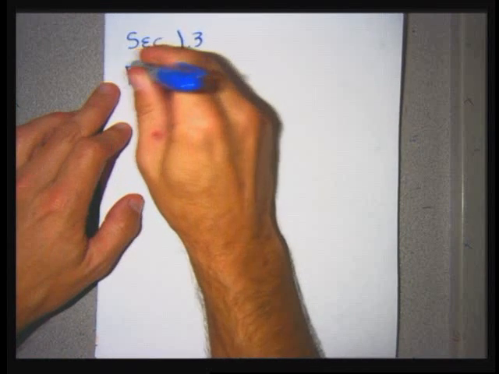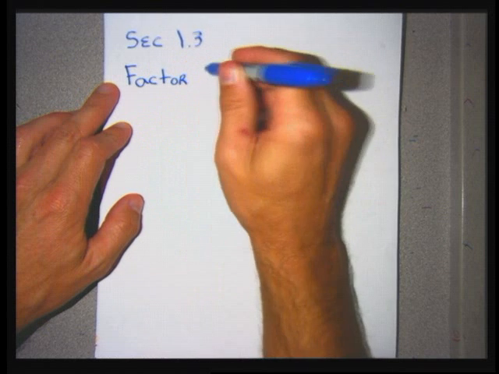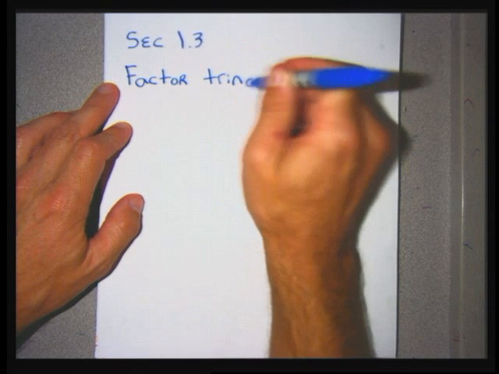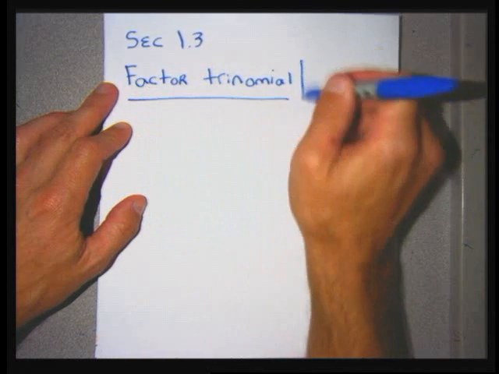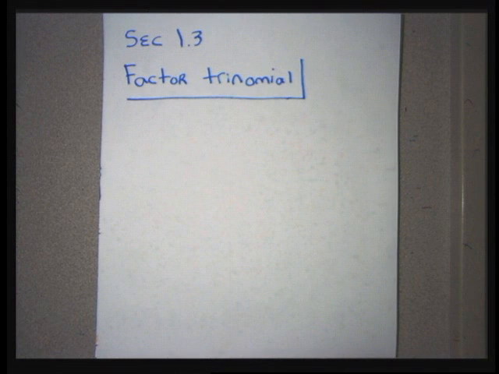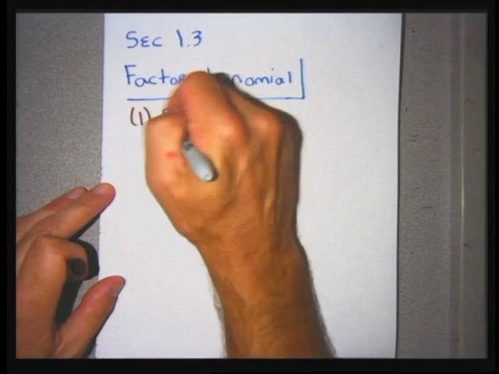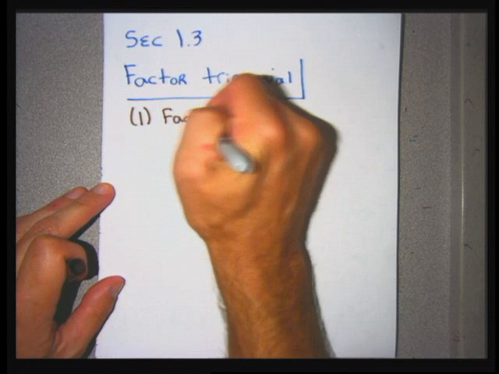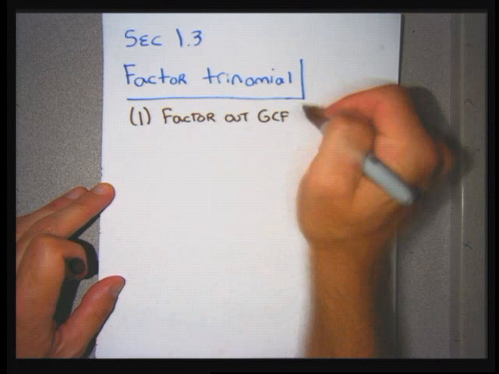So each of the problems in section 1.3 has asked me to factor a trinomial. Trinomial means there's going to be three terms. And anytime I'm asked to factor a trinomial, the first thing I want to do is look for common factors. So the very first thing I'm going to do, for any of the problems in this section, is factor out the greatest common factor when needed.